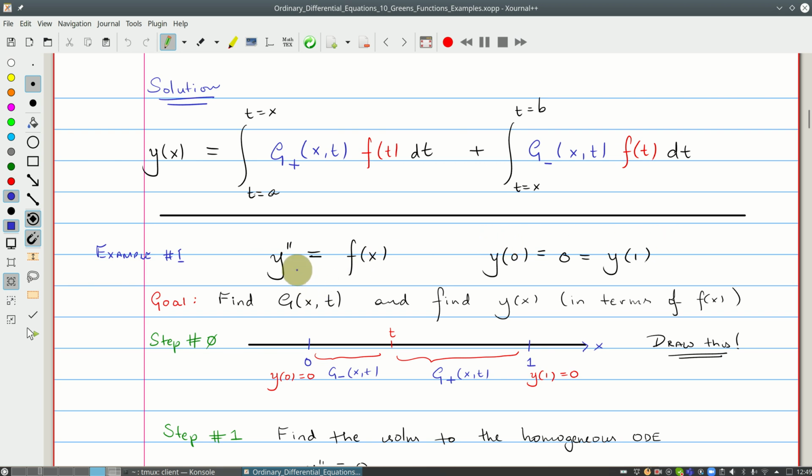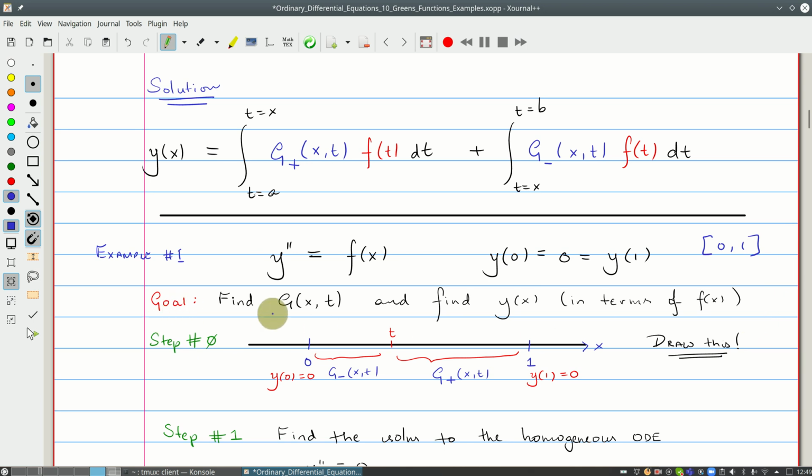So we have our differential equation, y double prime is equal to f of x. f is a source function, we don't know what it is as yet. And we have boundary conditions, y of 0 is 0 and y of 1 is 0. So the differential equation needs to be solved in the range 0 to 1. Okay, so we are solving it in this range.